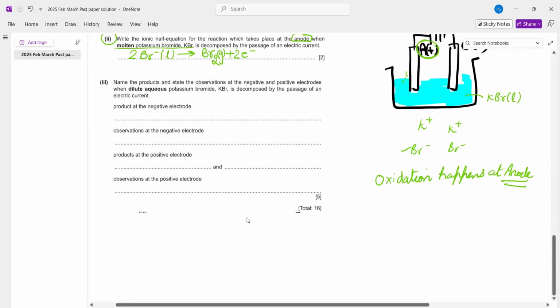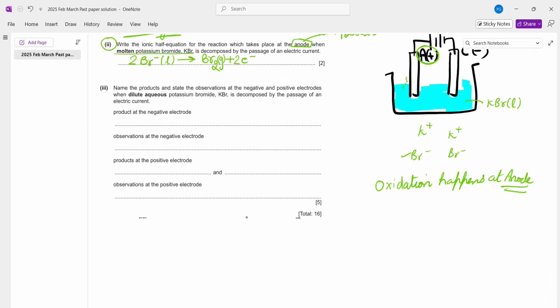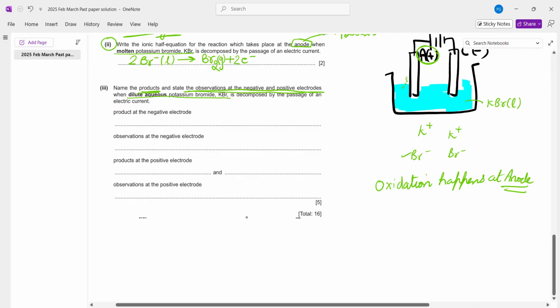The third part of the question is: name the products and state the observation at the negative and positive electrodes when dilute aqueous potassium bromide is decomposed. Now it's not liquid, they're saying it's aqueous. Now, dear children, they want us to talk about the aqueous KBr's electrolysis, and what the observations are and what is going to happen at both the electrodes.